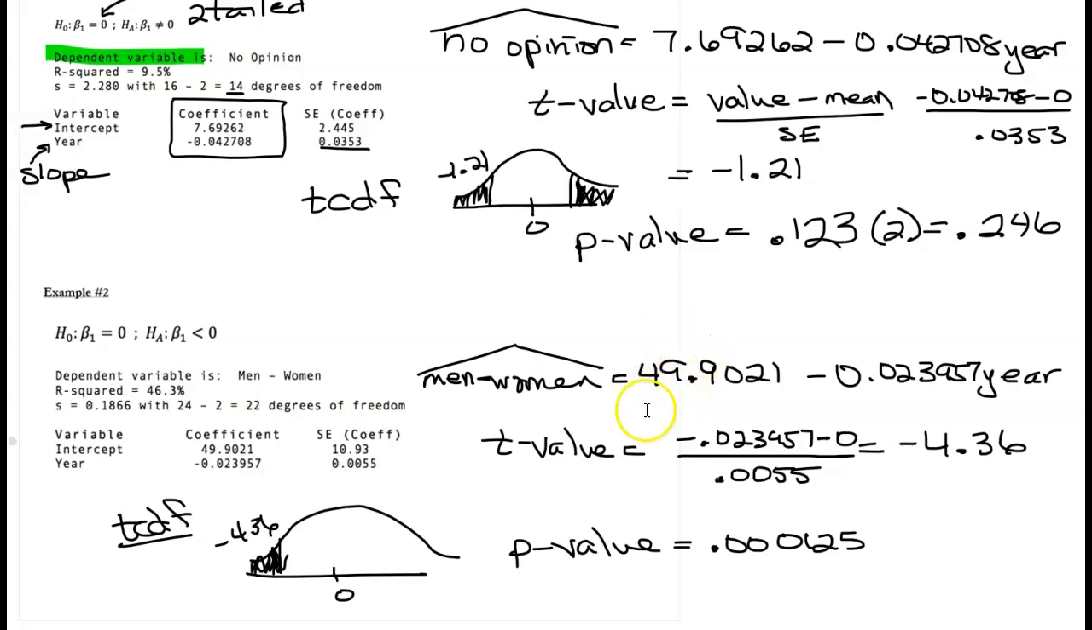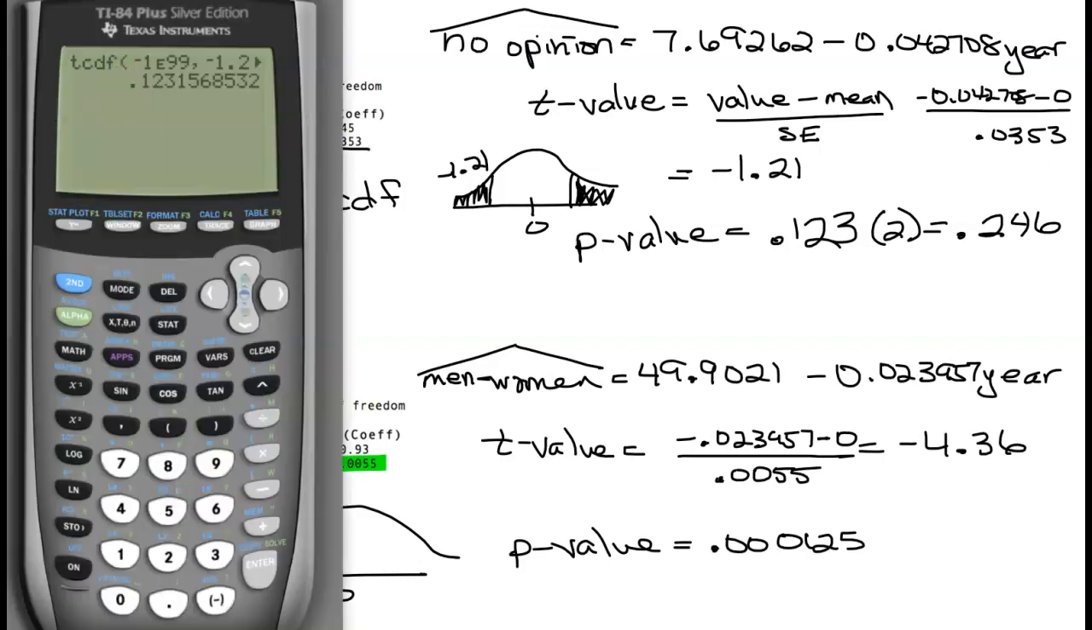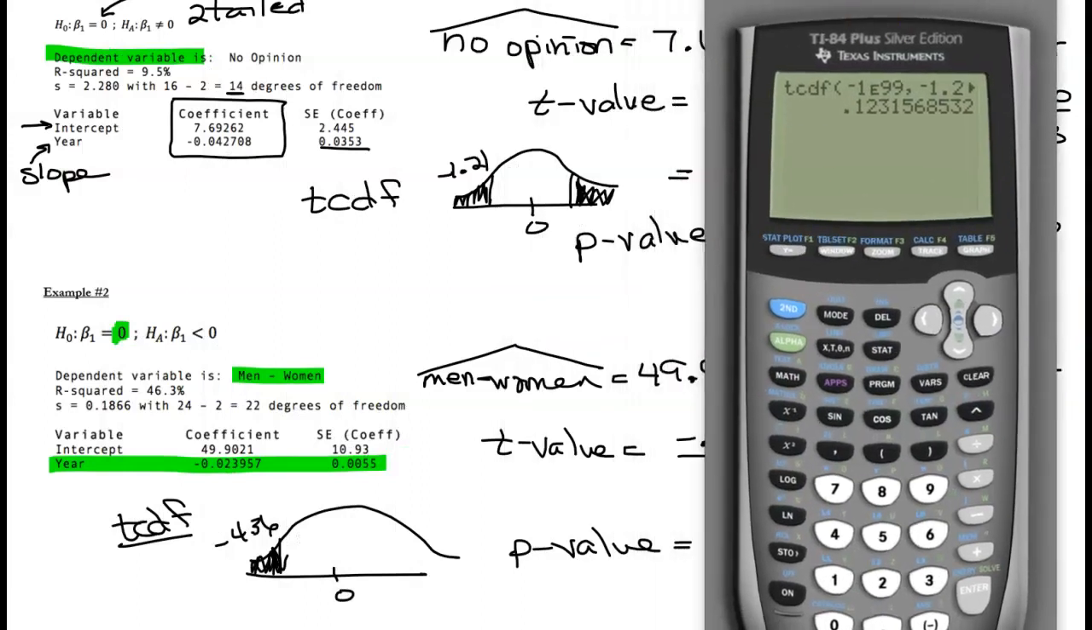Okay, so right here you should see it's men minus women. It's kind of a weird thing, but that's what it says right here. It says men minus women. And so the predicted difference between men and women is this equation: 49.9021 minus 0.023957 times year. To do the t-value, again, we always focus on slope. The slope is the most important thing. So we do our value minus the mean, and our mean is always 0 for slope. We're always assuming it's 0. And then divided by the standard error. This is 4 tick marks away. That's pretty small.